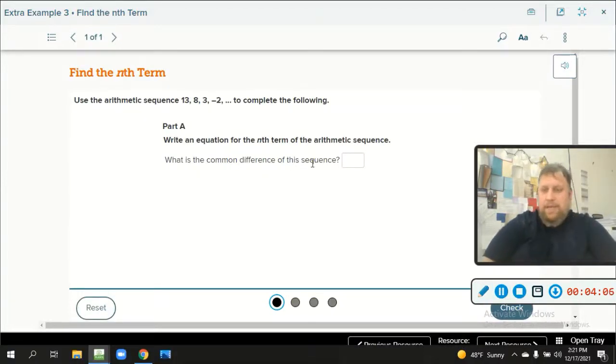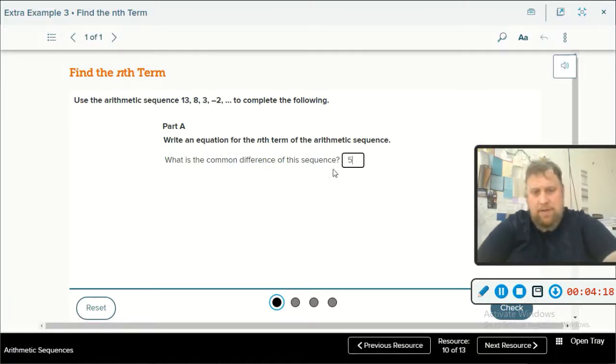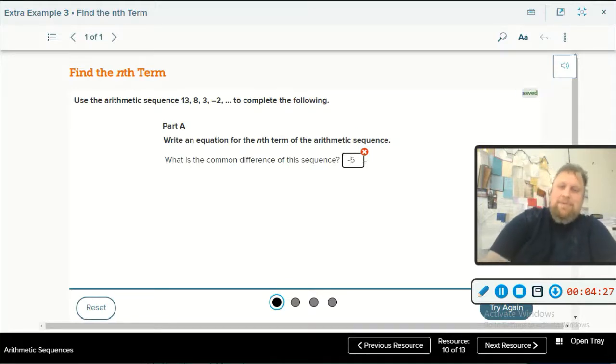I got a sneak peek at some of them answers, but let's look at 13, 8, 3, negative 2. What are we doing each time? 13 minus 8 is 5. 8 minus 3 is 5. 3 minus negative 2 is 5 again. So what's the common difference? It's going to be 5. Oh, I'm sorry. It's minus 5. I tried to put my minus in there. Look at that. There we go. All right. That's what I do wrong.